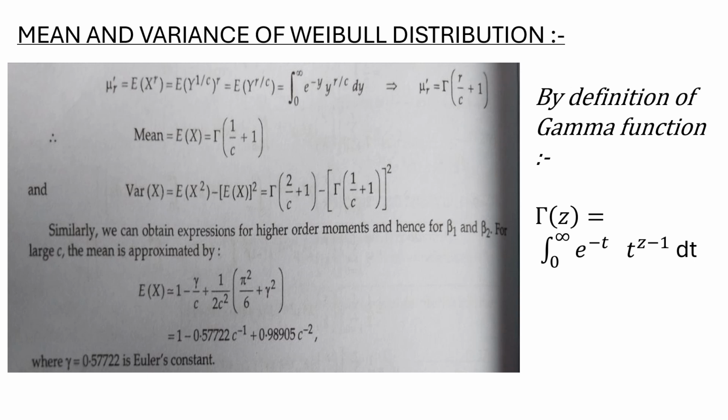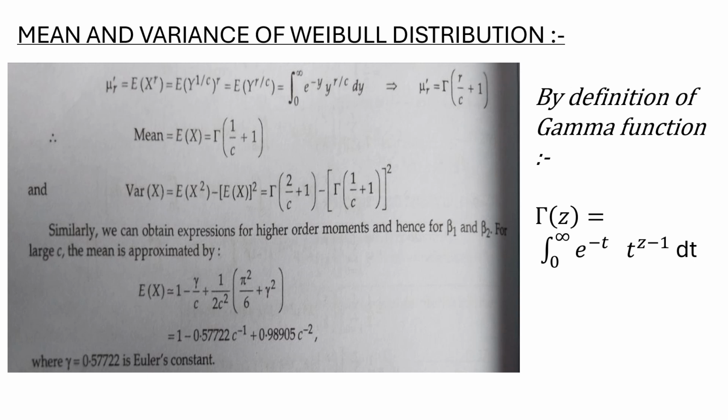Now if we are supposed to calculate the variance of x, we know that the variance of x equals expectation of x square minus expectation of x whole square, which is gamma function of 2 by c plus 1 minus the mean, that is the gamma function of 1 by c plus 1, whole square. Similarly, we can obtain expressions for the higher order moments, and hence for beta 1 and beta 2.